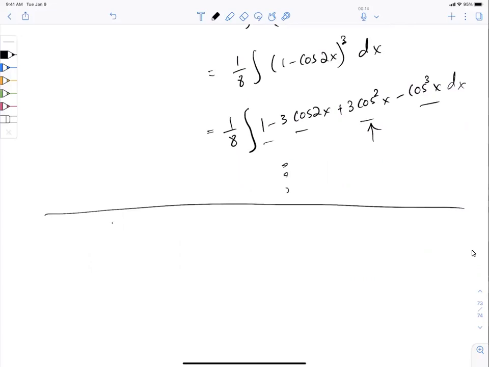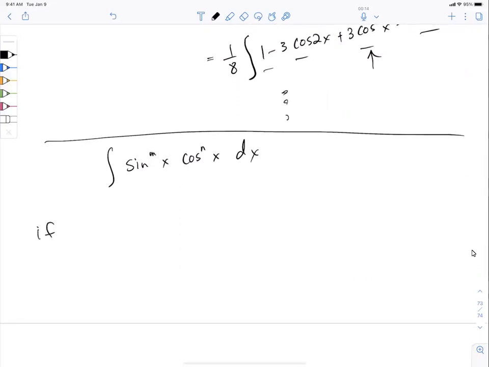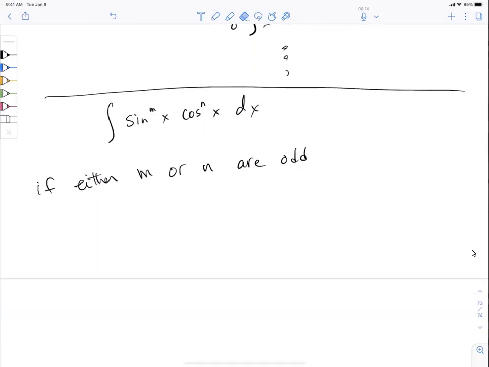Okay. Now, what about mixes? What about sine mx, for example, cosine nx? Can we integrate something like this? Well, it depends on the powers of m and n. If either m or n are odd, let's look at the following example. An example would show you how to handle this. So, for example, if I have sine squared x cosine cubed x, something like that.